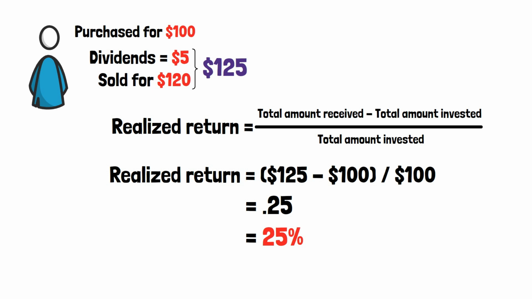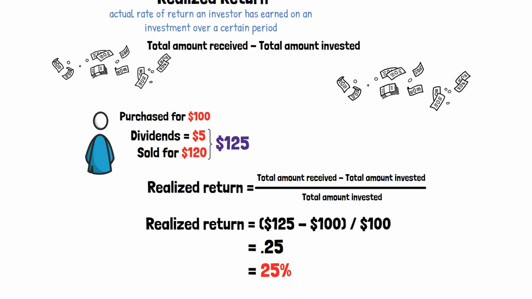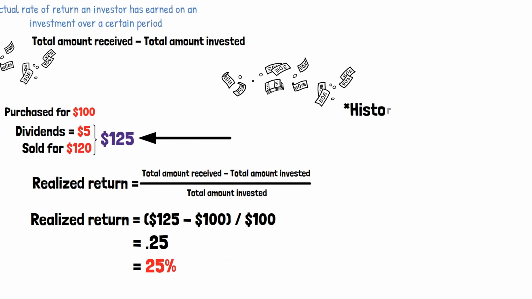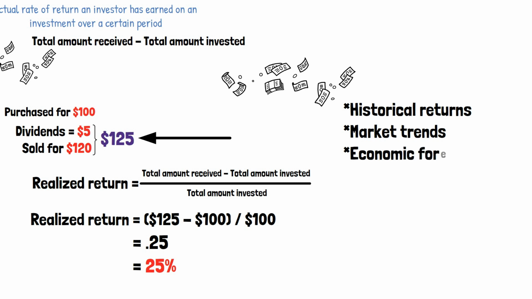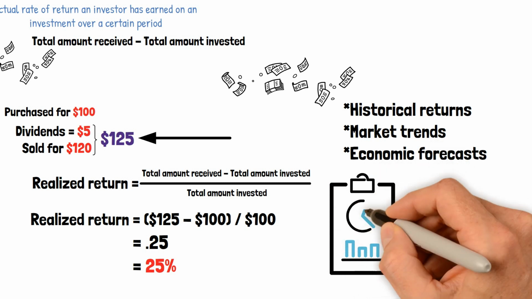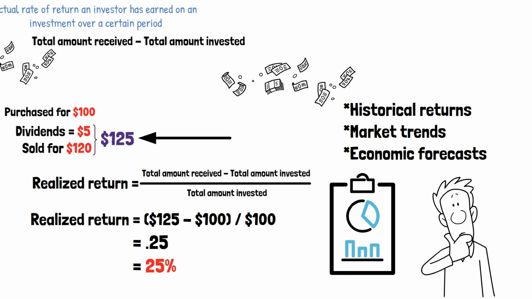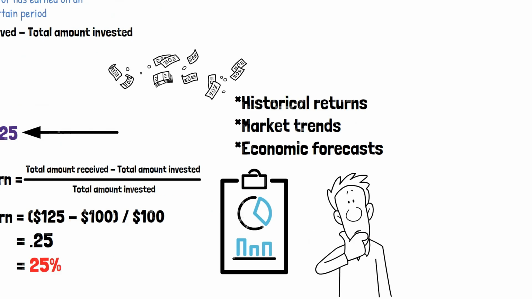Realized return is an essential measure of an investment's performance because it considers the actual cash flows received from the investment. It differs from the expected return, which is the anticipated rate of return that an investor expects to earn from an investment based on factors such as historical returns, market trends, and economic forecasts. Realized return can be used to evaluate the performance of an investment over a specific period and to compare the performance of different investments. It can also help investors to make informed decisions about buying or selling investments in the future based on their actual returns.